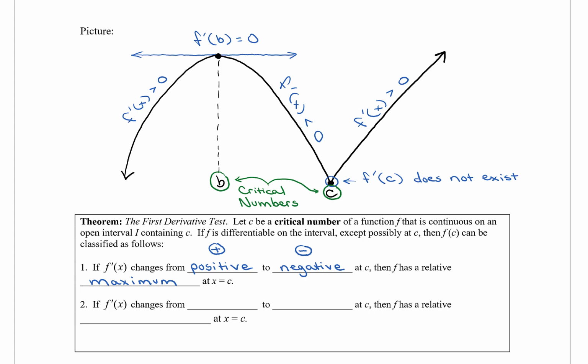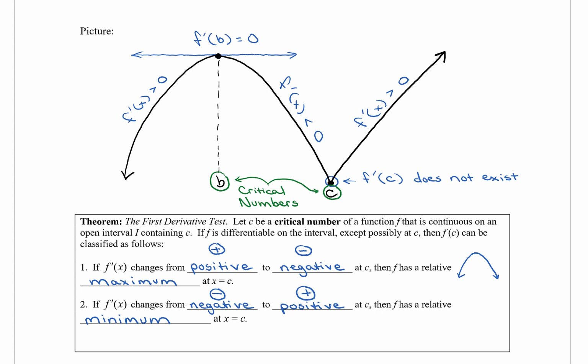Number 2, if f prime of x changes from negative to positive at c, then f has a relative minimum at x equal to c. Above the word negative, I'm going to draw a little negative sign or minus sign and circle that. And I'm going to draw a little plus sign or a little positive sign and circle that above the word positive.